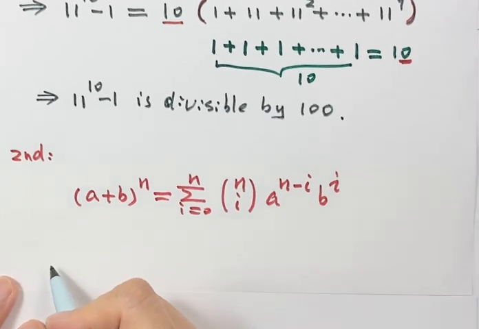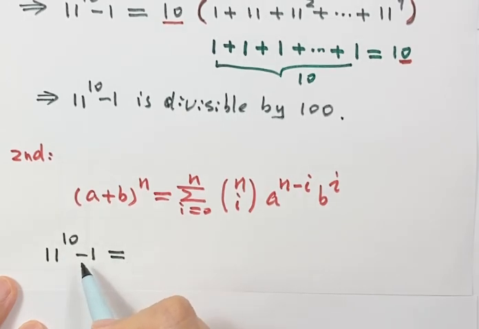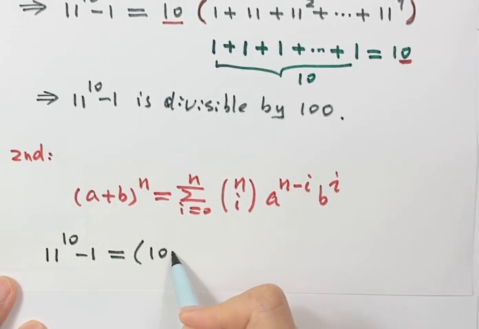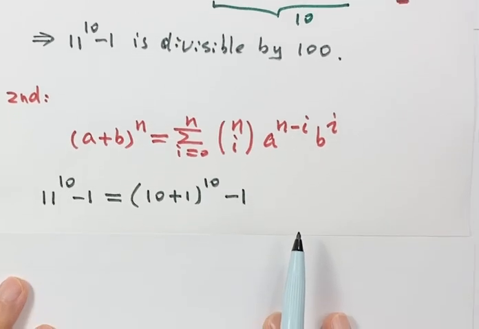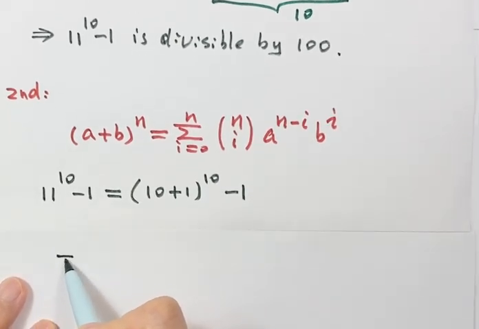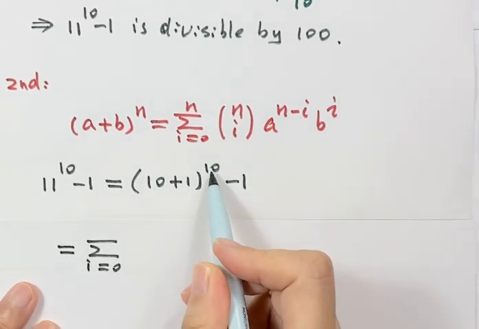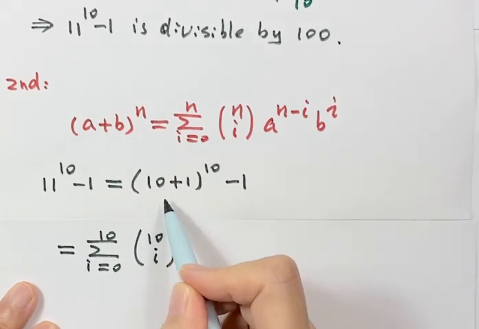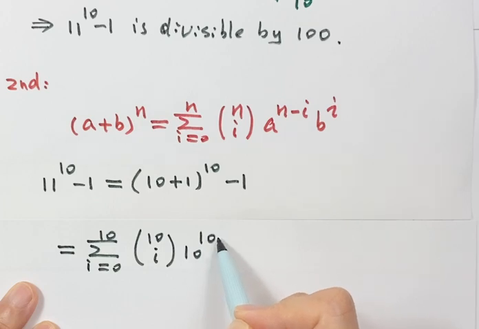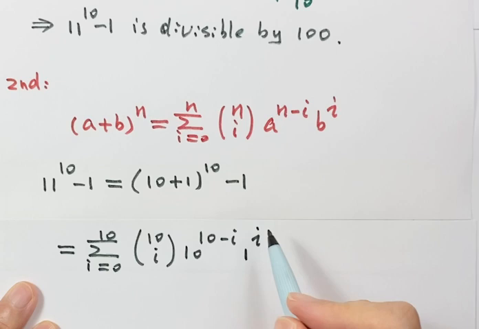So this is our question: 11 to the power of 10 minus 1. Here 11 equals 10 plus 1, to the power 10, minus 1. For this part, we're going to apply this formula. So here we have the sum, i from 0 to 10, of 10 choose i, times 10 to the power 10 minus i, where b is 1, so 1 to the power i.